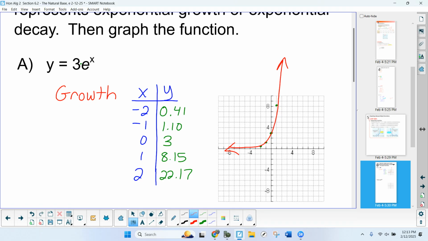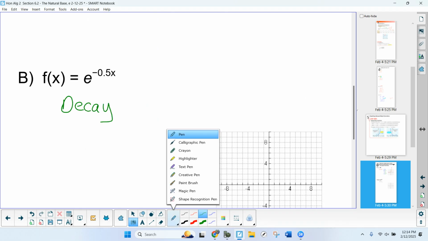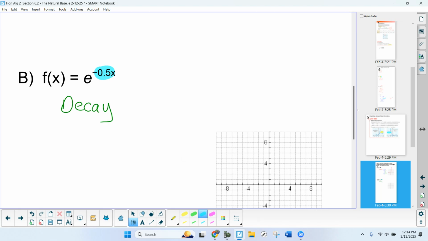Next one. All right, next one. Growth or decay? Why? Because this is raised to a what? A negative. If it's raised to a negative, then it's a decay. Now we're going to make a table of values. -2, -1, 0, 1, and 2.